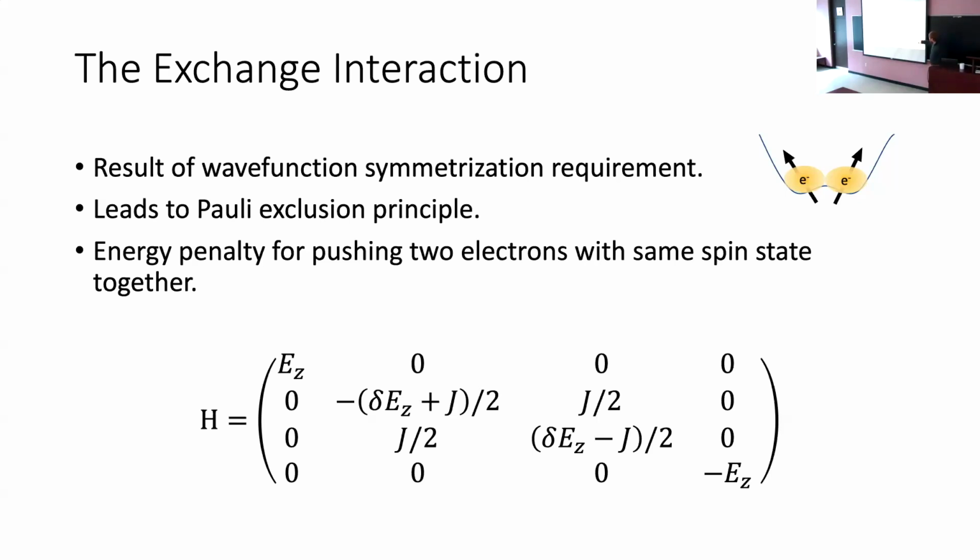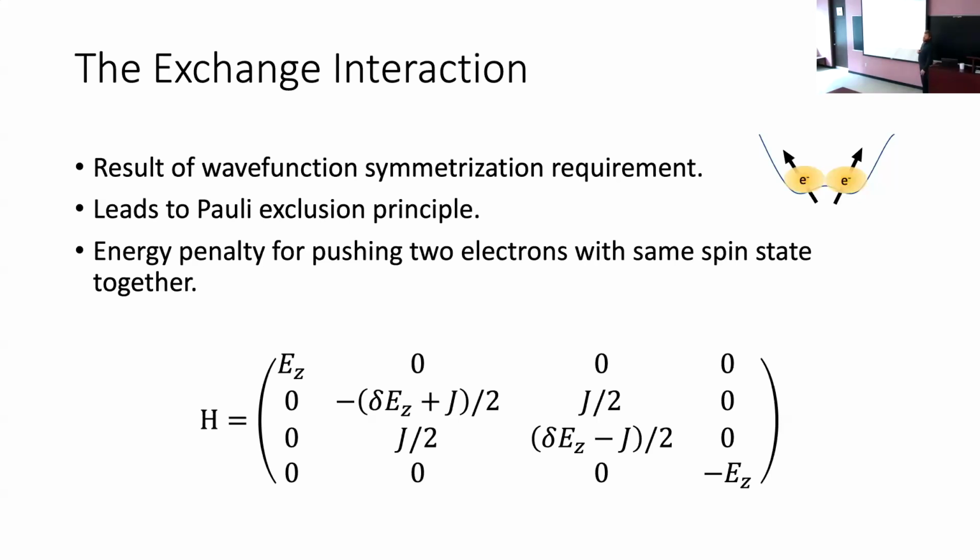As you can probably already tell, I don't go into much math in this talk, but I do want you to notice that if we look at the Hamiltonian, there are only a few terms. There's a Zeeman splitting term, so that's the external magnetic field. We have the J term, which is exchange, and then we have delta EZ, which is the difference in Zeeman splitting between site 1 and site 2, dotted in red.